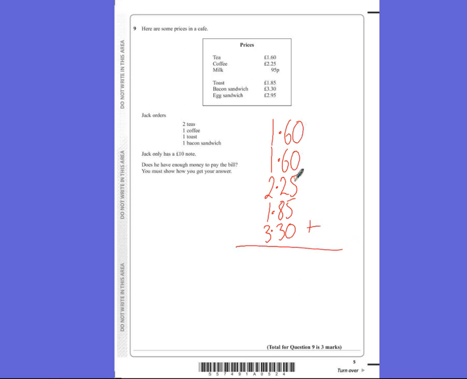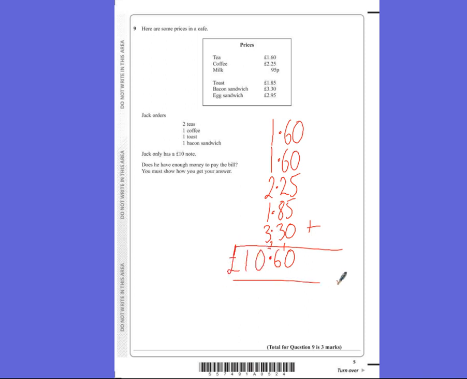So doing this column first, 5 add 5 is 10, so 0 down, carry 1. 6 add 6 is 12, 14, 22, 25, 26. So 6 down, carry 2. Don't forget your decimal place. 1 add 1 is 2, 4, 5, 8, 10. So it's £10.60 that it costs.